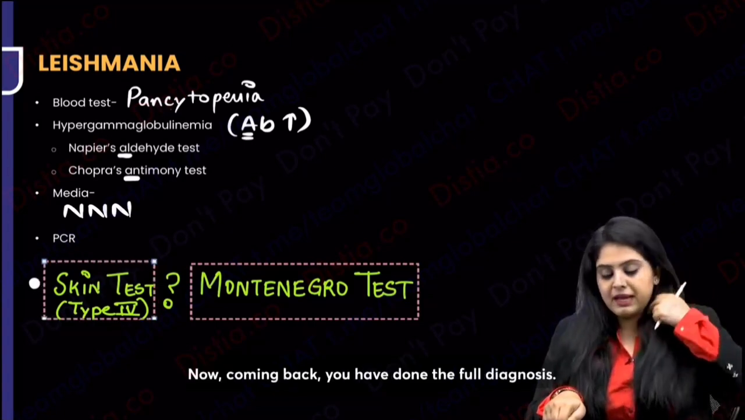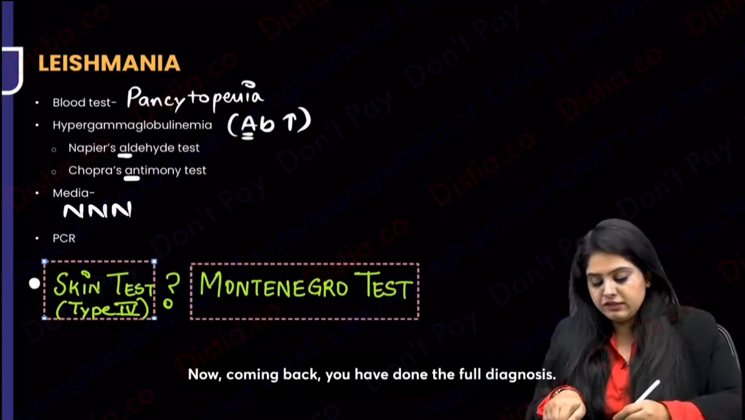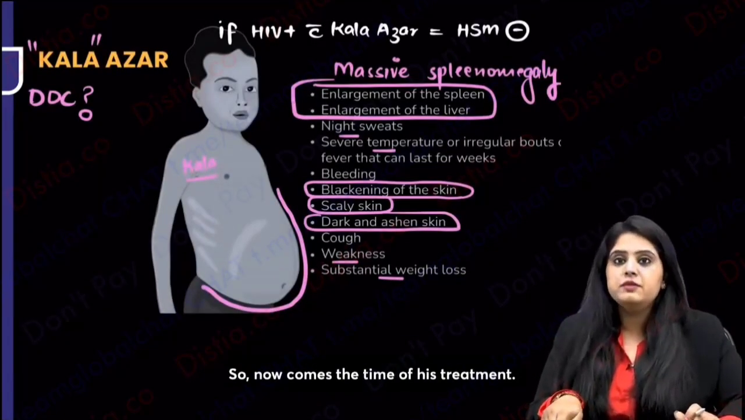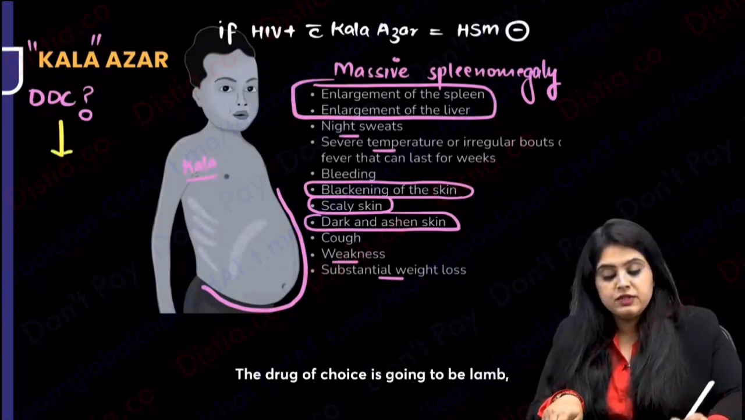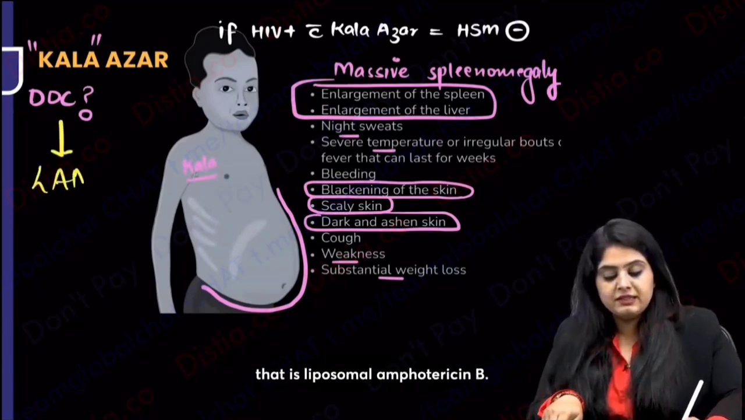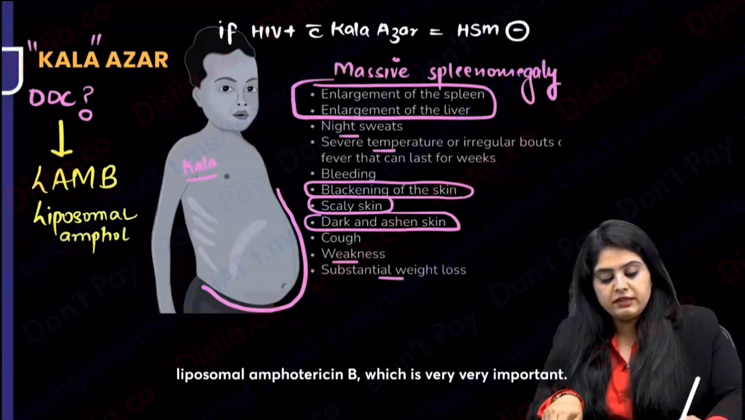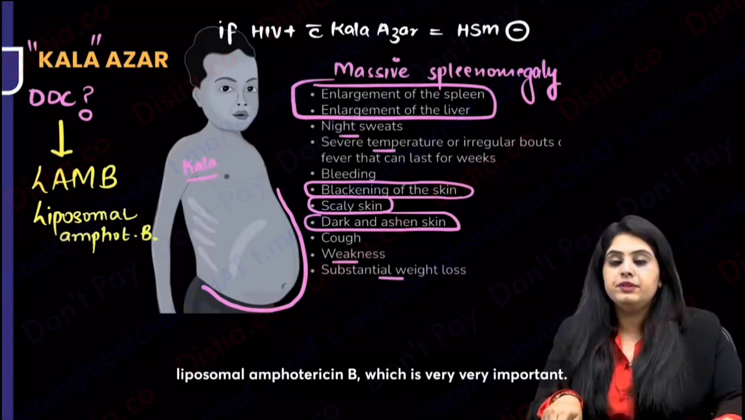Right? Now coming back, you've done the full diagnosis. This patient has actively been diagnosed. So now comes the time of his treatment. So what is the drug of choice? The drug of choice is going to be LAMP, that is liposomal amphotericin B, which is very, very important.